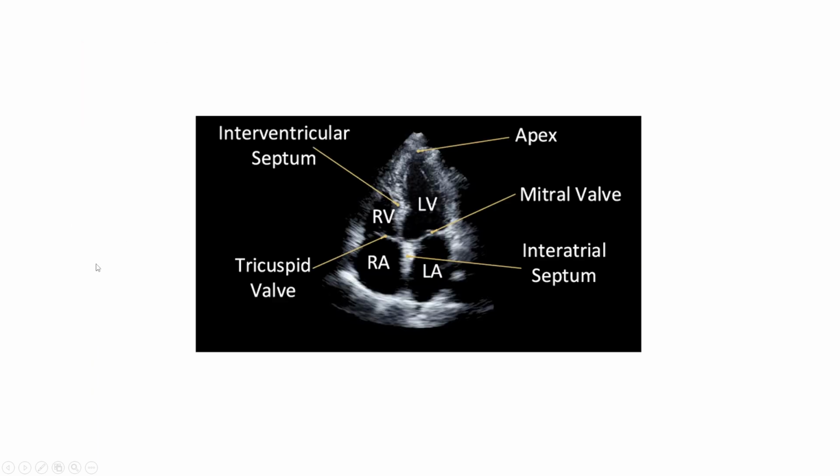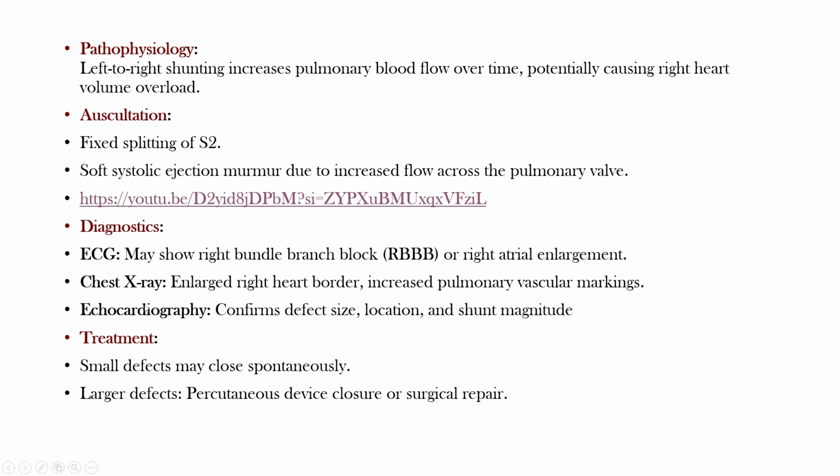For the diagnostics, we will need an ECG, chest X-ray, and echocardiogram. In the ECG, we will see a right bundle branch block and right atrial enlargement. In the chest X-ray, we will see enlargement of the right heart border because we will have a right atrial enlargement, right atrium hypertrophy, and an increase in the pulmonary vascular markings. In the echocardiogram, it will confirm the size and the location of the defect, and we will see it actually.